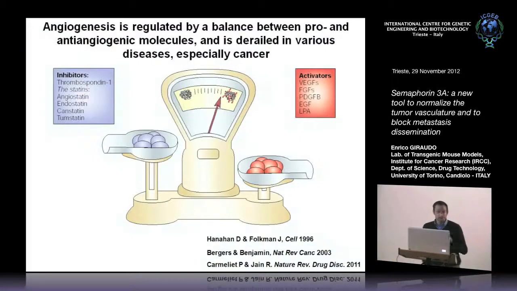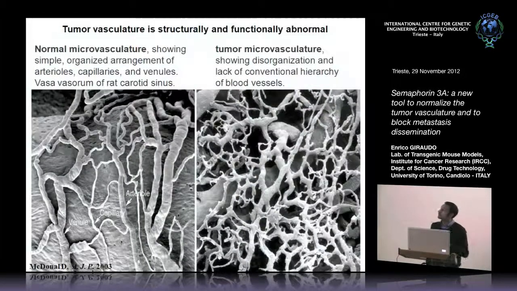Angiogenesis was described more than 20 years ago as a process regulated by the balance between inhibitors and activators of angiogenesis. An imbalance toward an increase of activators induces a more deregulated angiogenesis, in particular in cancer. And this is the appearance of tumor vasculature. You can see very chaotic and non-structured vessels compared to the normal vessels you can find in healthy tissue.